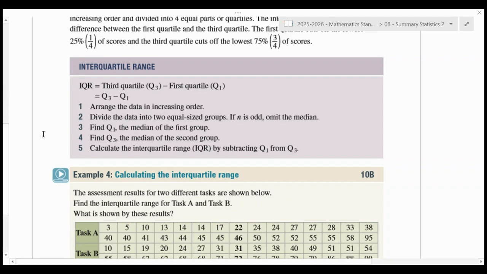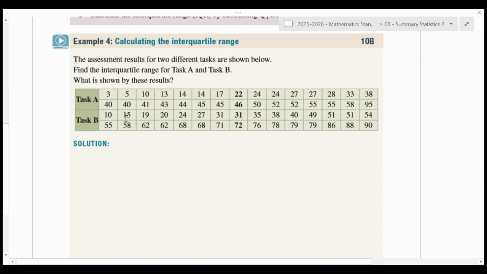So let's have a look at this particular one. Now you'll notice that this data is the same as the one we had before. So we're going to divide this into 2 equal groups. Now what they've done is they've got them in numerical order. So our first group goes from 3 to 38, and our second group goes from 40 to 95. So that's our upper and lower halves. And then we find the middle of each of those. So we find the middle one.